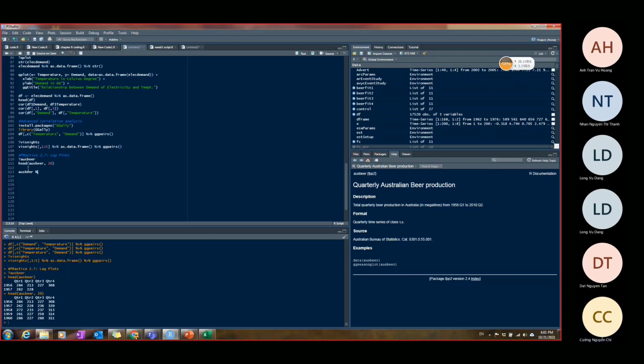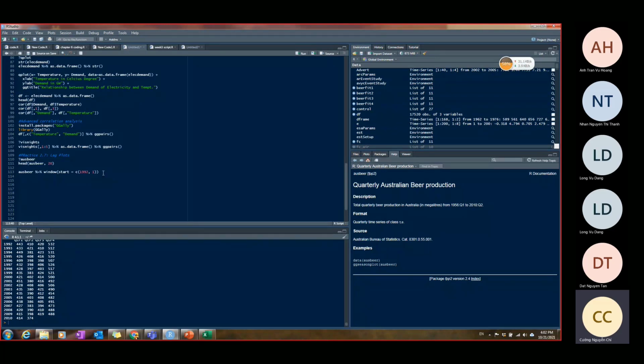Okay, and I just want to select for window only. I want to subset this. I don't want to use all the data because the data goes back to 1956. That's really a lot. I just want to start from 1992, the first quarter or something. Okay, I have the data from 1992 into 2010, the second quarter.